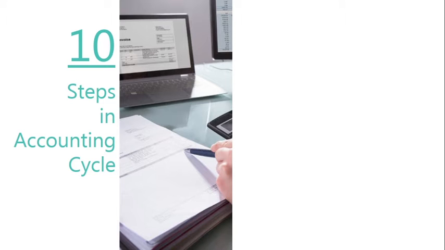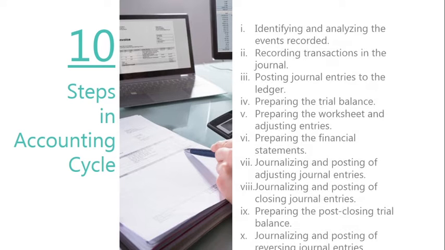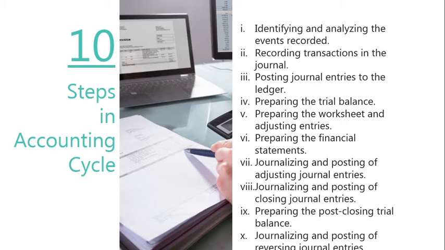Here are the 10 steps of the accounting cycle. Number 1. Identifying and analyzing the events recorded. Number 2. Recording transactions in the journal. Number 3. Posting journal entries to the ledger. Number 4. Preparing the trial balance. Number 5. Preparing the worksheet and adjusting entries.